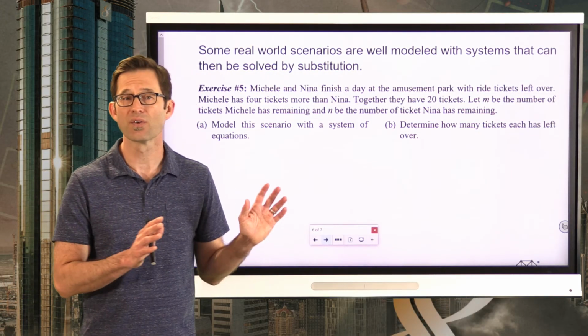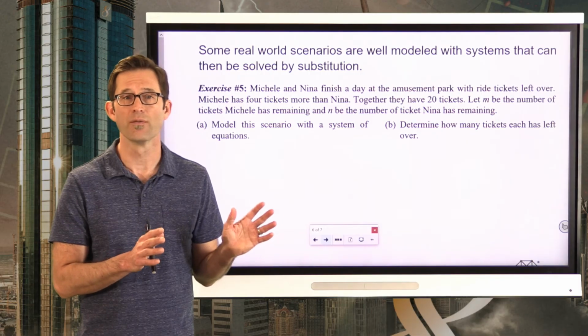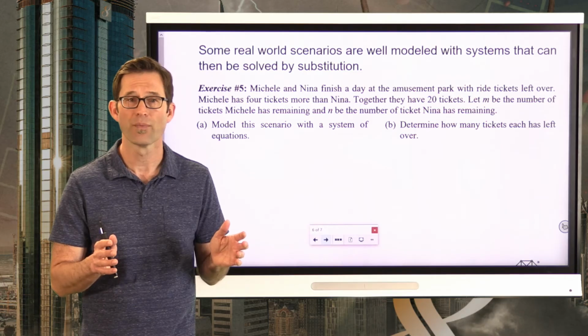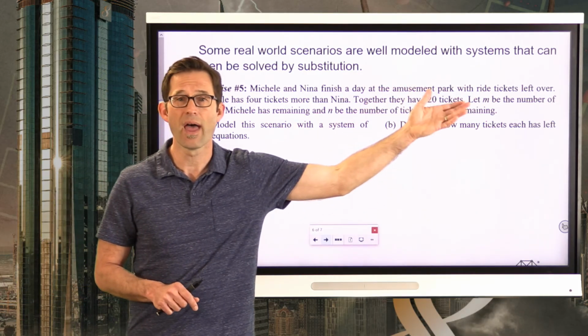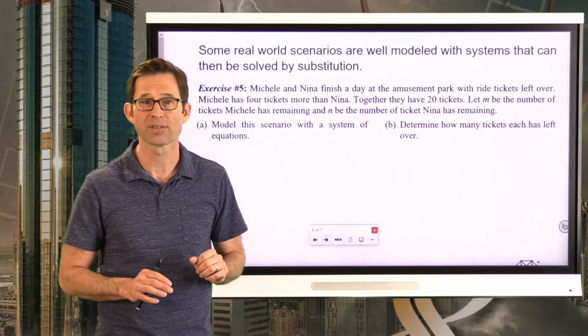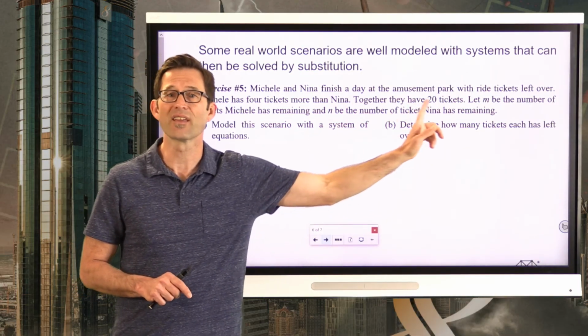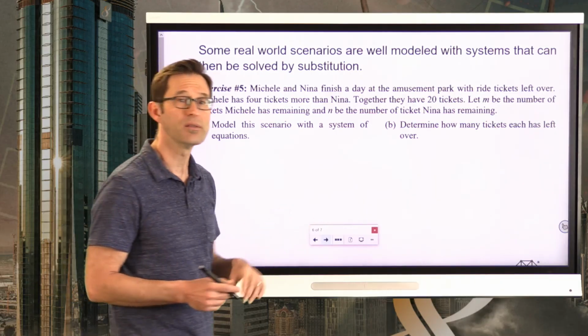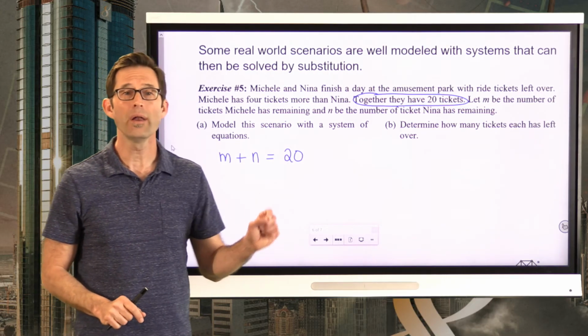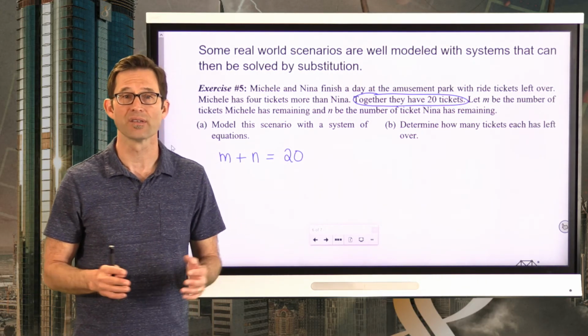So, you've done lots of word problems before using the algebra that you've learned in Math 6, 7, and 8, but you've never had to set up a system before. All right, so we've got these two variables. M is however many tickets Michelle has, N is however many tickets Nina has. Now, one thing I know for certain is that together they have 20 tickets, which means if I take the number of tickets that Michelle has, and I add the number of tickets that Nina has, I have to get 20. Because again, together, they have 20 tickets. So that is one of the two equations that's involved in my system.